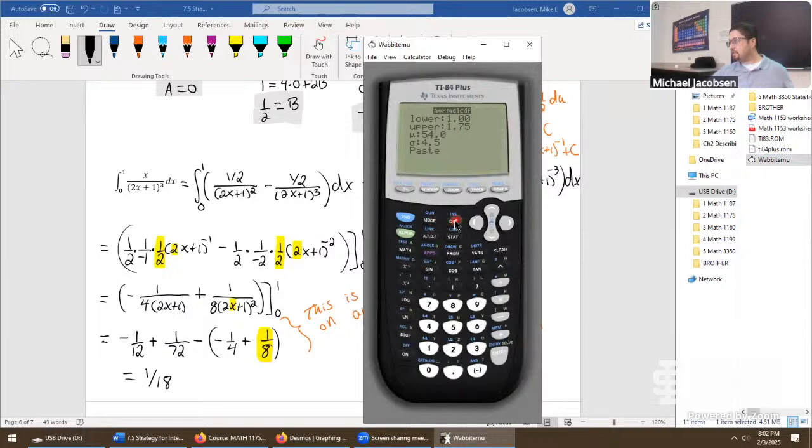Let me get out of this mode. Negative 1/12 plus 1 divided by 72 minus, I'll do it the lazy way of just typing this in verbatim, negative 1/4 plus 1/8. Close the parentheses, hit enter. And then if you need to convert this to a fraction, hit the math button.